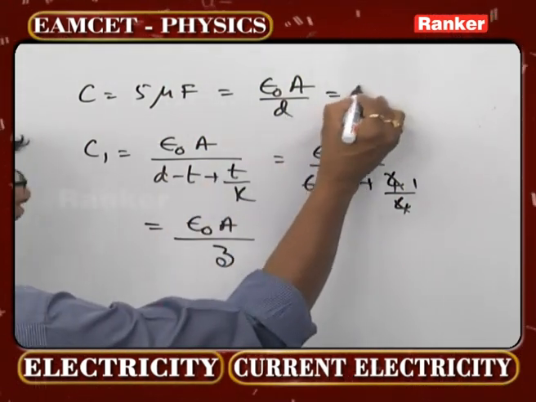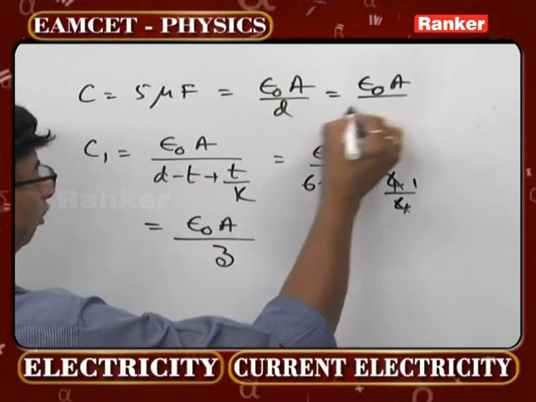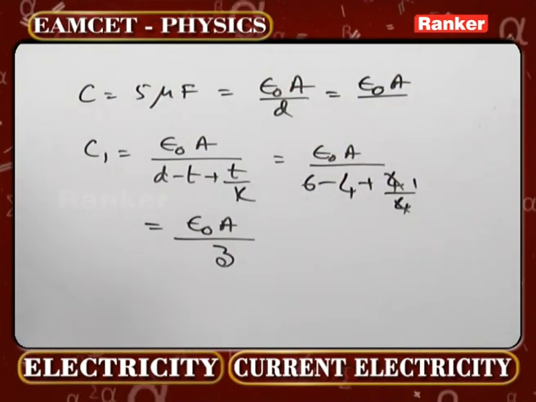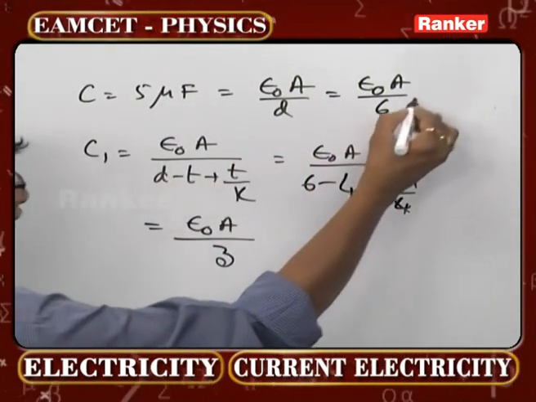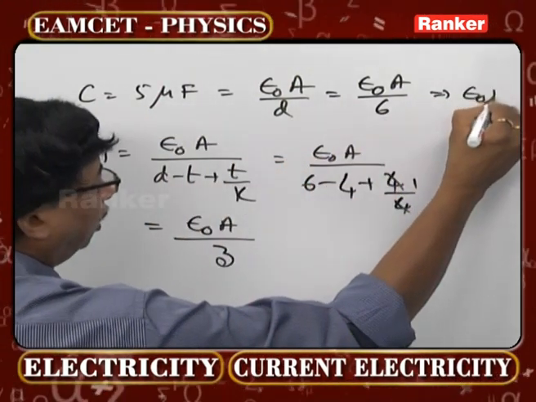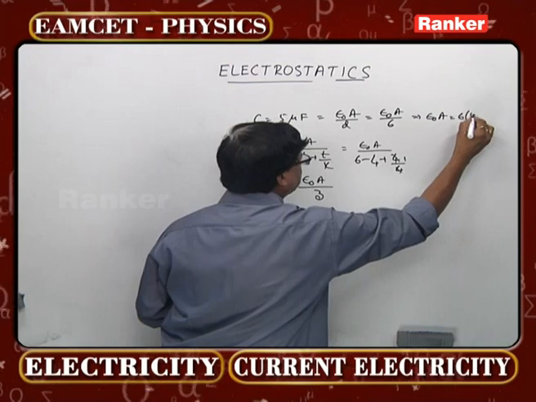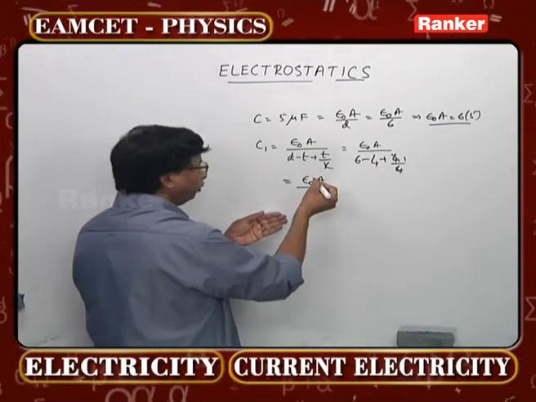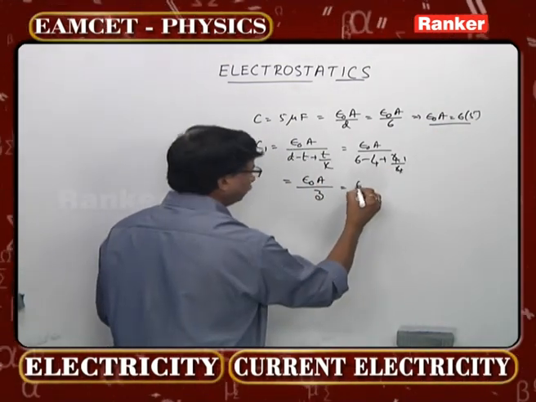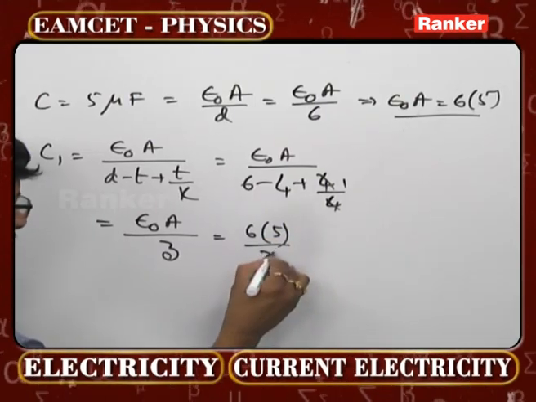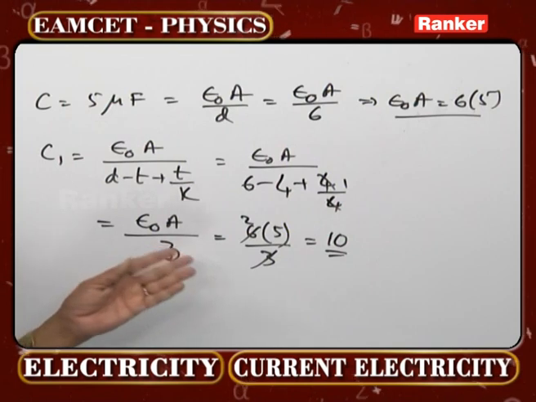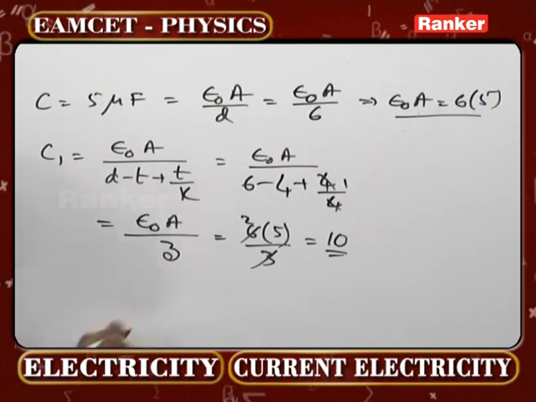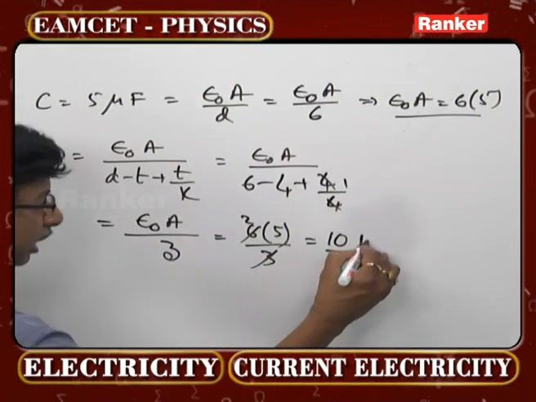But what is this value? Epsilon naught A by D, D is given how much there? 6 centimeter, so that much is going to be 5. Then what will be the value of epsilon naught A? It is 6 times 5. That value you take over here. So 6 times 5 by 3. This goes twice. So what will you get now? 10 you will get. So 10 microfarad. That of course is going to be the value.